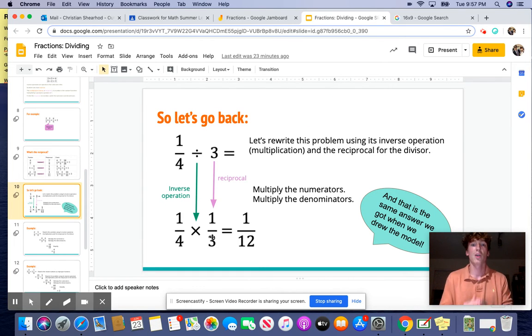Let me say that again. We take the reciprocal of the second number. In this case, it's 3. We take the reciprocal. Everything else is the same. 1/4 times 1/3 now. And then you do what we do for multiplication, which is just straight across. So we do 1 times 1 to get 1, and then 4 times 3 to get 12.